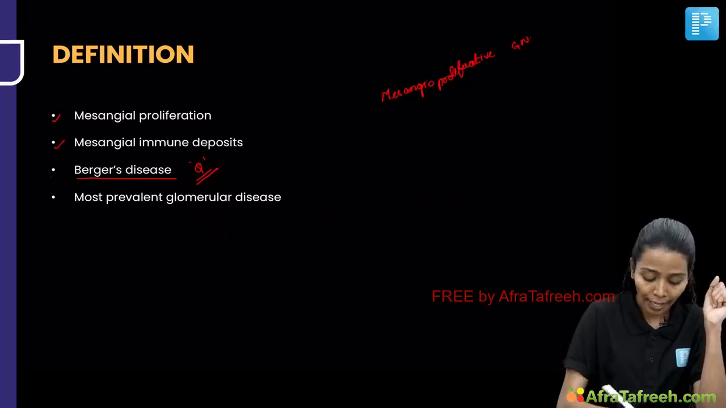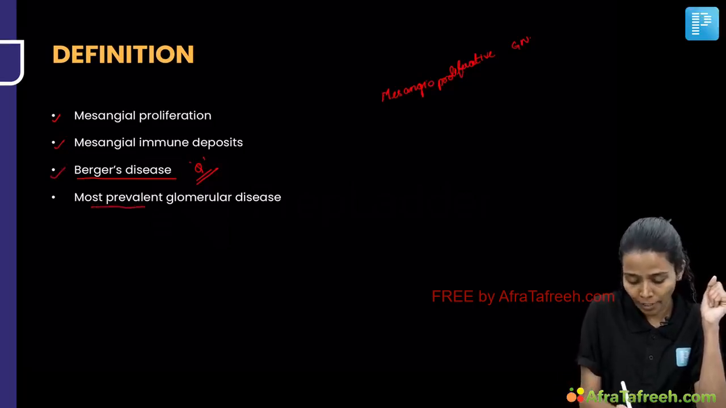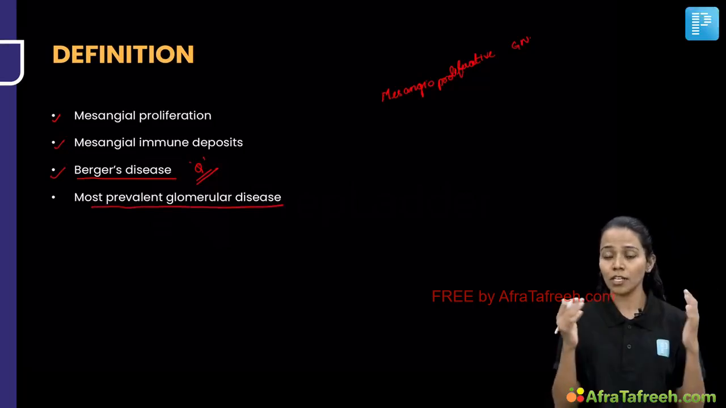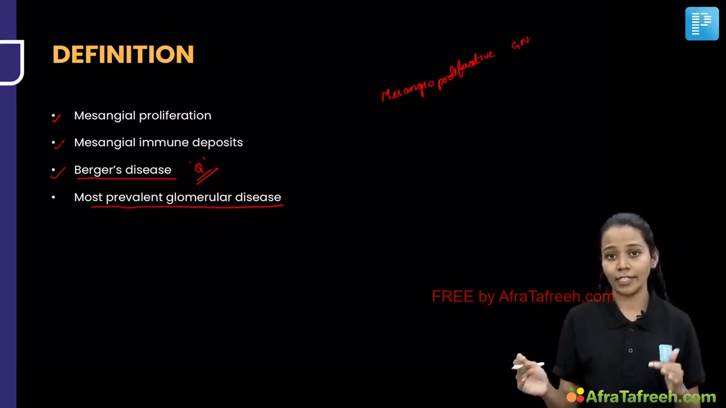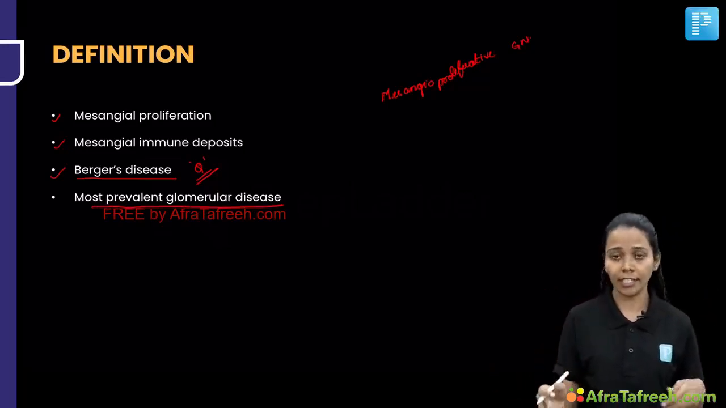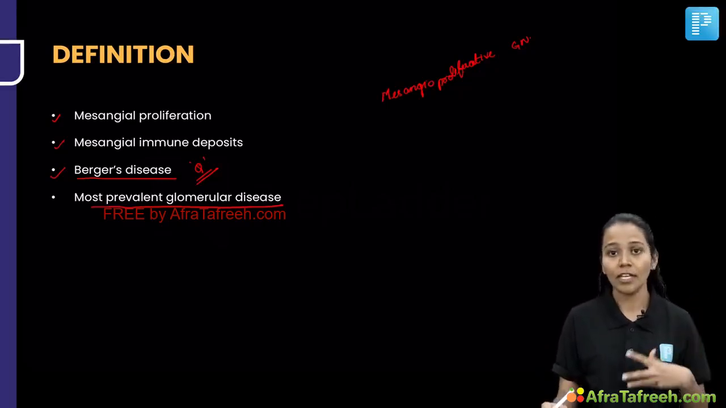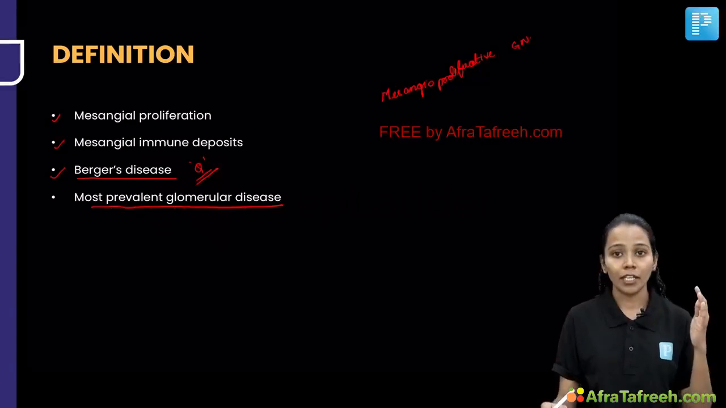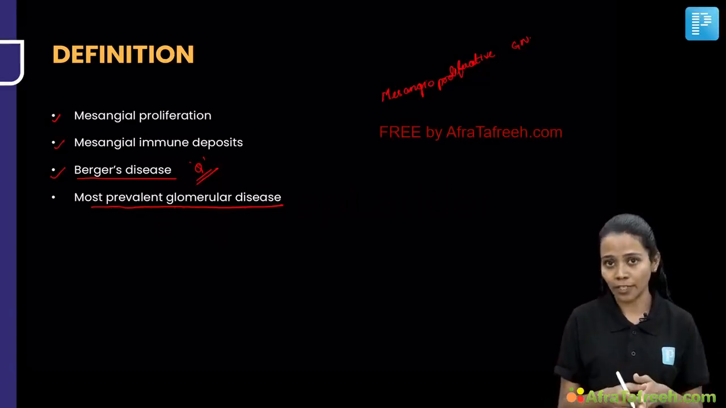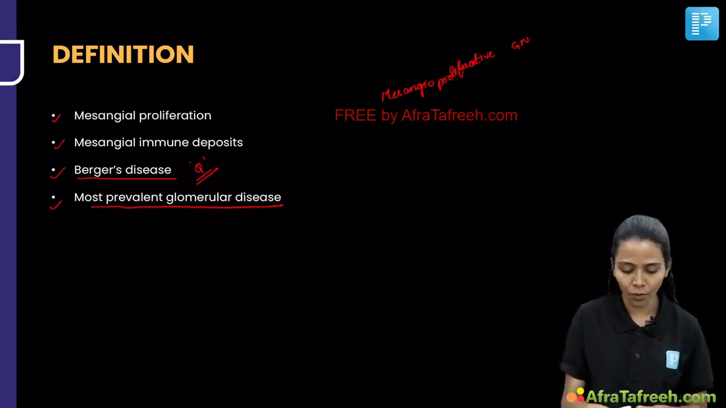Okay. And this is the most prevalent glomerular disease. That is the most prevalent glomerulonephritis causing CKD ESRD, and the most prevalent glomerular disease is IgA nephropathy. So in our clinical practice, out of 100 patients of glomerular disease, 50 to 60% of patients what we are seeing are IgA nephropathy. Okay.